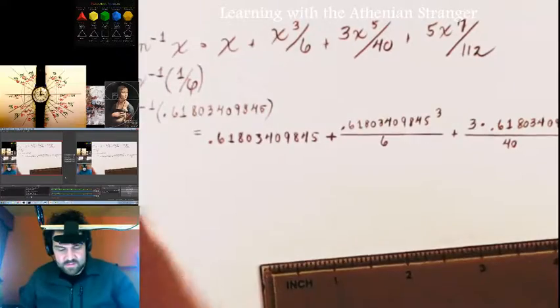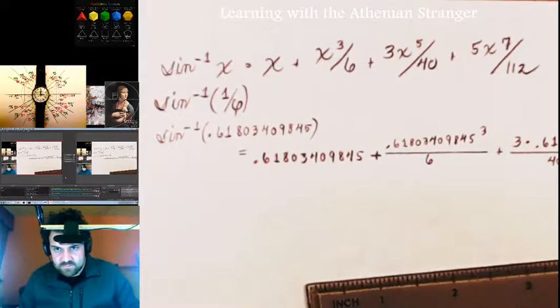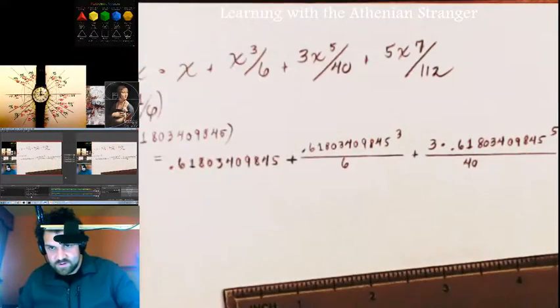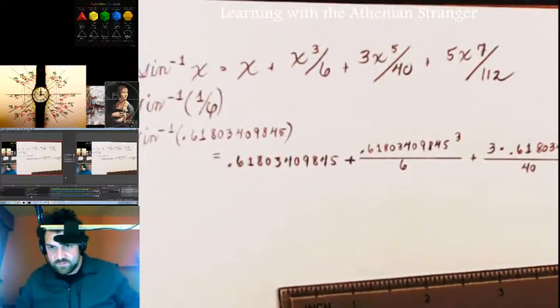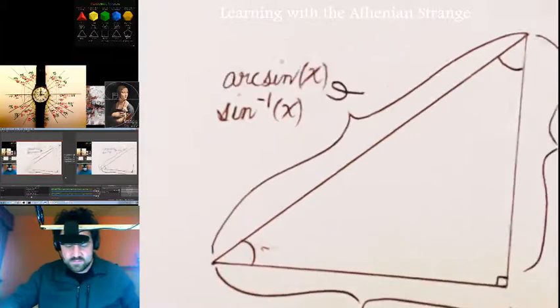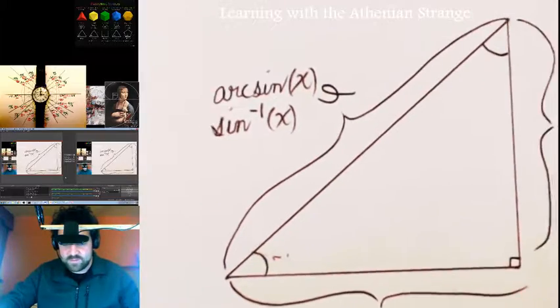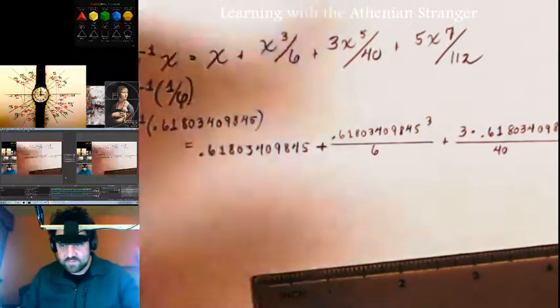I can't even see it all, but the inverse sine of that, of 1 over phi, which is that number right there, because phi is a number, 1 is a number, 1 over phi is that number. You plug it all into this Taylor series right here, and you multiply all that out, which we will do. And what you're going to get from doing that is that angle right there. Now, it might come out in radians. I can't actually recall. But that's the number we're going to find. So let's do that math.